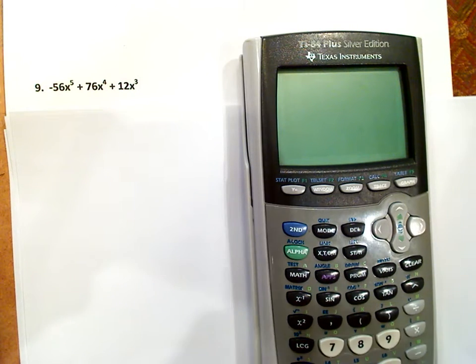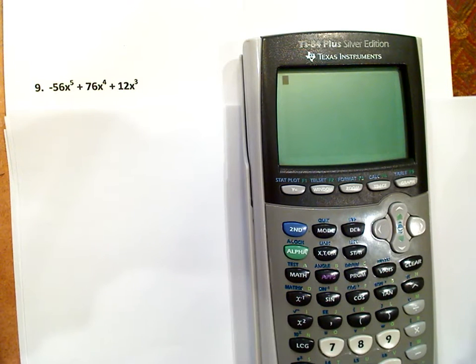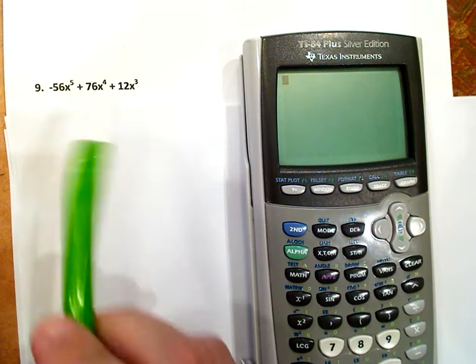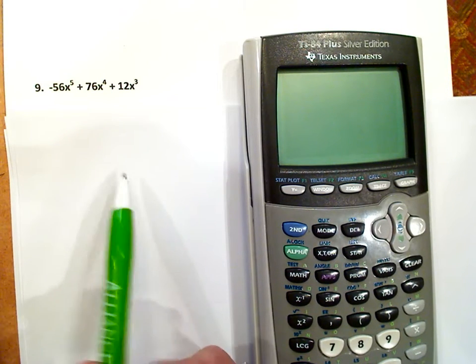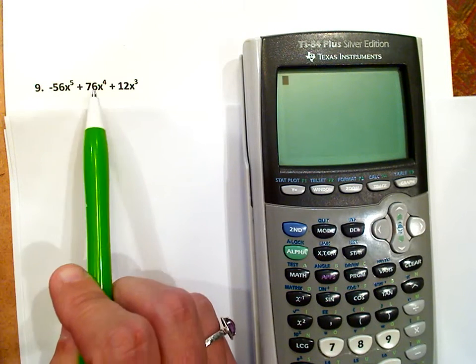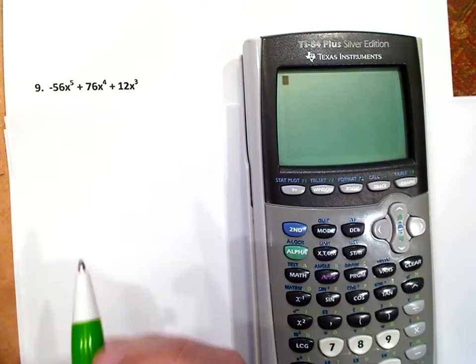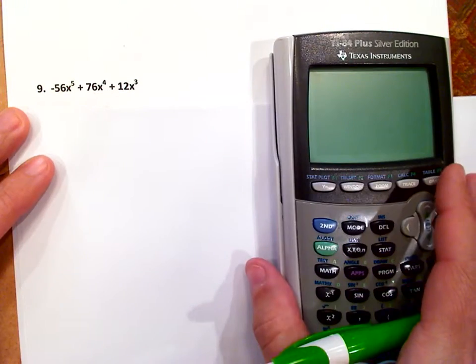Number 9. Negative 56x to the 5th plus 76x to the 4th plus 12x cubed. Since the leading coefficient is negative, your GCF is going to have to be negative. And 4 goes into all three of those numbers. So our GCF is going to be negative 4.